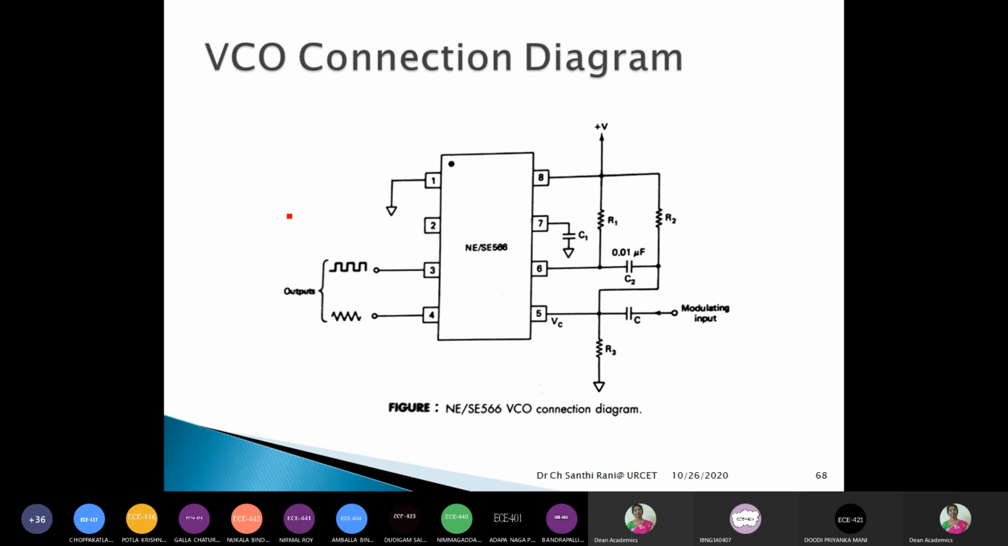Now if we see the connection diagram of this voltage controlled oscillator, the pin diagram is different and the connection diagram is different. Pin diagram means only pins we will mention. Connection diagram means the external connections you can observe. This is the connection diagram of the VCO. This IC is also introduced by Signetics Corporation. In this VCO connection diagram, pin number 1 is ground, and then we have 3 and 4. These are the outputs, whether a square wave or a triangular wave. Then you can observe some other components, resistors R1, R2, and R3.